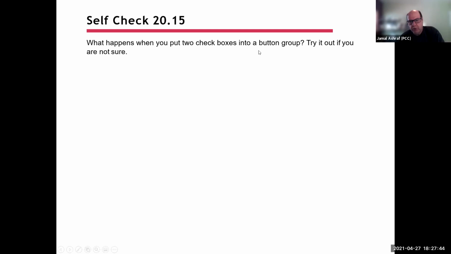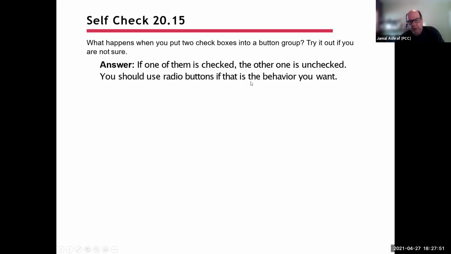So if I put the 2 checkboxes in a button group, and again, you got to try these things to see how it works. You can make your checkboxes act like radio buttons. You can have your radio buttons act like checkboxes. So the only difference is the group. If you put them in a group, only one can be selected. If you don't put them in a group, you can have more than one selected.